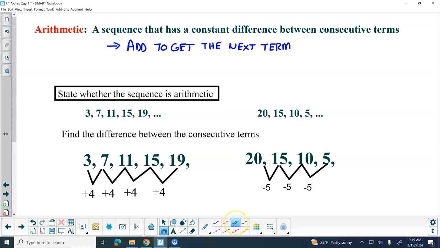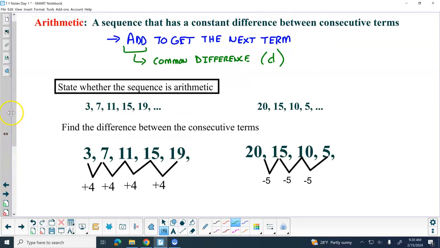And what it is that you add, we call the common difference. And we're going to label that D in our problem, or in our rule. It's going to be D. It's kind of like slope. It's kind of like the M in it. Okay? So we're going to call that our common difference.